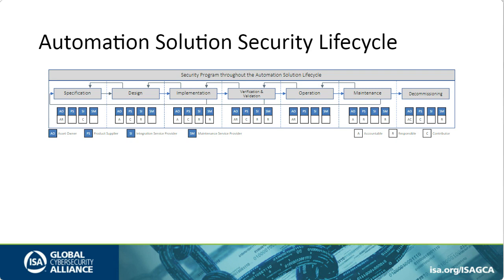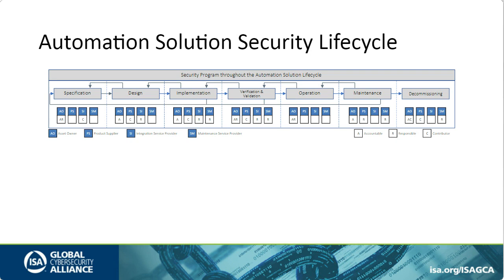Implementation phase activities are to implement the technical security measures, implement product security updates, and develop the organizational security measures for operations and maintenance. The verification and validation phase activities are to verify the technical security measures, validate the organizational security measures, and then the asset owner approves the handover of IACS to operations. This is a very important step because this may be the last time to change certain credentials before the IACS is put into operation.